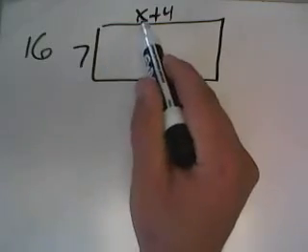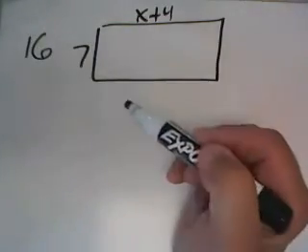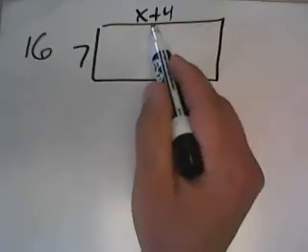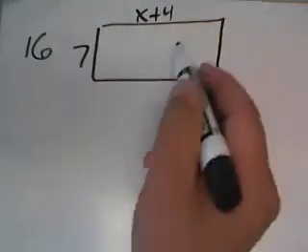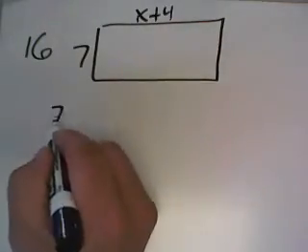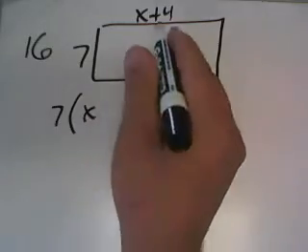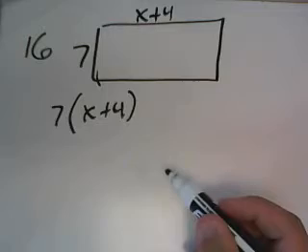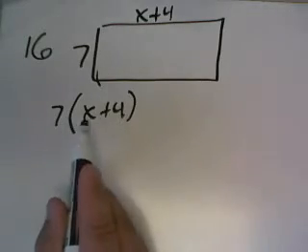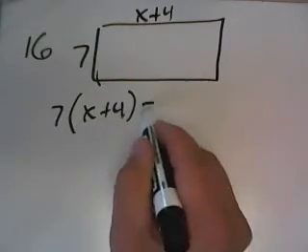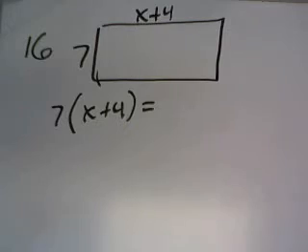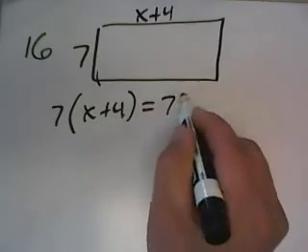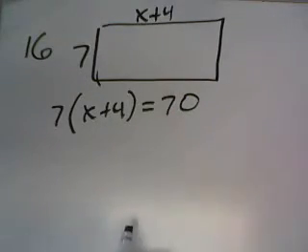In class, we did the perimeter, and the perimeter is where you add up all the sides. But to find the area of a rectangle, you multiply the length times the width. In other words, I'm going to take 7 times x plus 4. Length times the width gives you the area. So the area is going to be 7 times x plus 4. That's the area, but they also said that the area is equal to 70. So we have an equation that looks something like this.